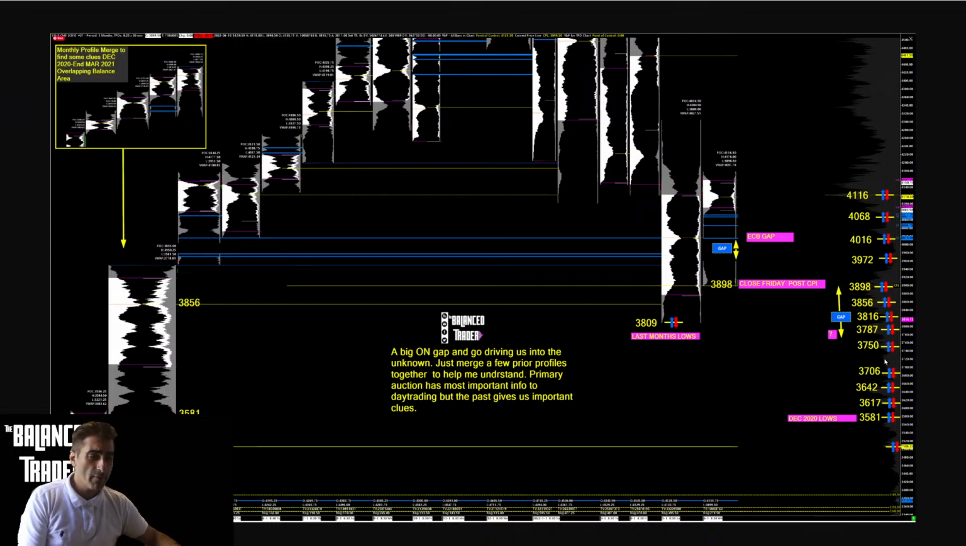So these are the reference points that I'll be looking at. 3787 is the most immediate one, 3750, 3706. These are the areas that I'll be looking to take trades and target if we go lower. And obviously we could start moving back. Now, where am I looking at trades if we start moving back? I'm going to use the overnight auction as a reference point.